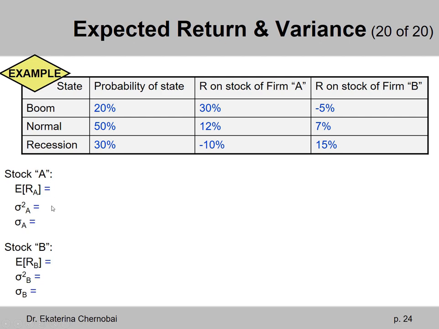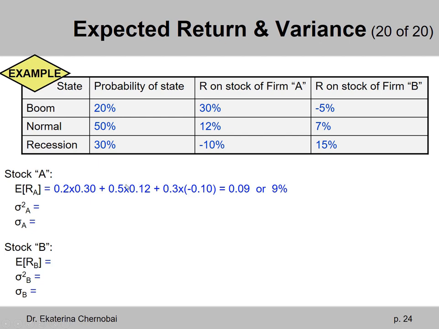Separately, let's focus on stock A and calculate its expected return, variance, and standard deviation. And then we do that separately for stock B. For stock A, just like in the earlier examples, we would need to look at the boom state and multiply the probability of the boom state by the return on stock A in the boom state. In decimals, that's 0.2 times 0.3.